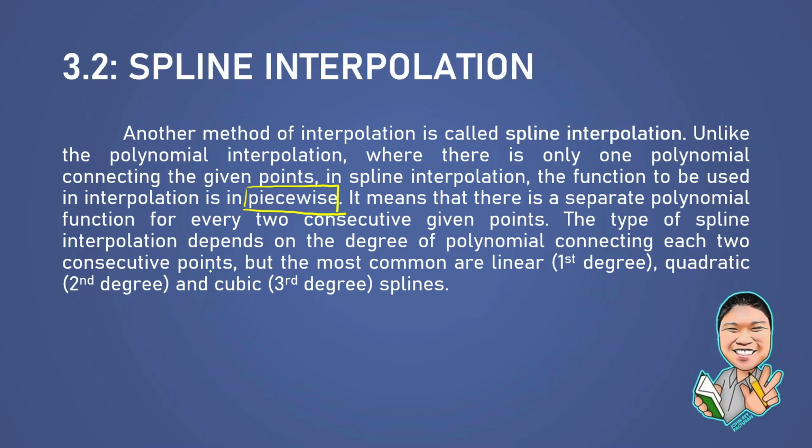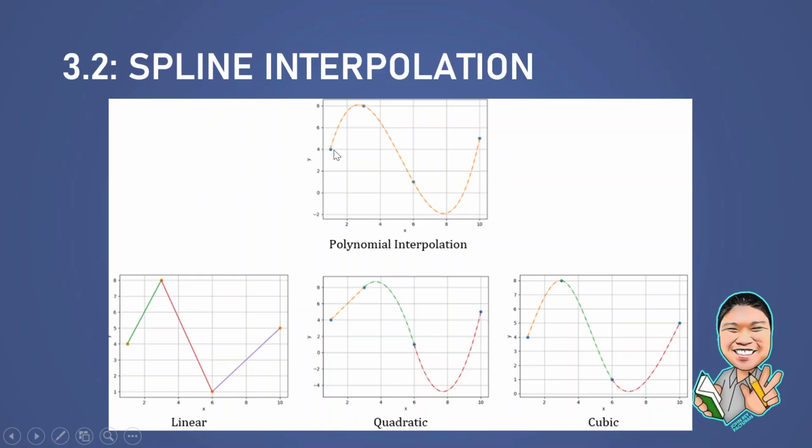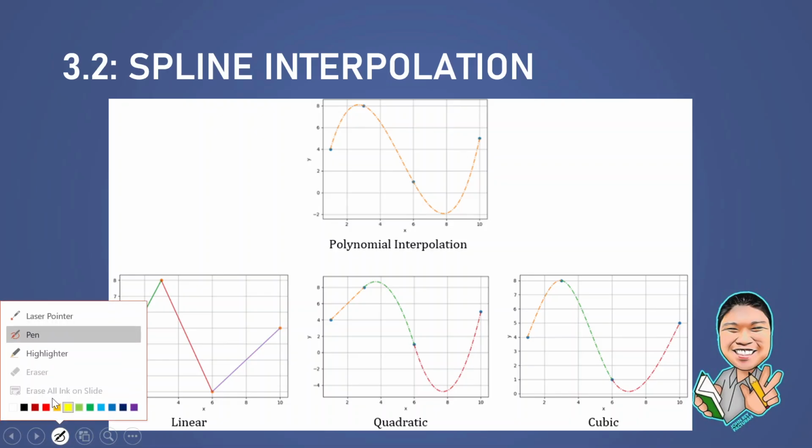The type of spline interpolation depends on the degree of polynomial connecting two consecutive points, but the most common are the linear, which is the first degree spline, the quadratic, the second degree spline, and cubic or the third degree spline. So, ito yung graphical illustration natin. So, kung may polynomial interpolation tayo and yung nasa baba ay mga spline interpolation, kung titingnan nyo, parang it doesn't make sense, no? Pero i-discuss ko lang dito kung bakit may iba-ibang kulay yan.